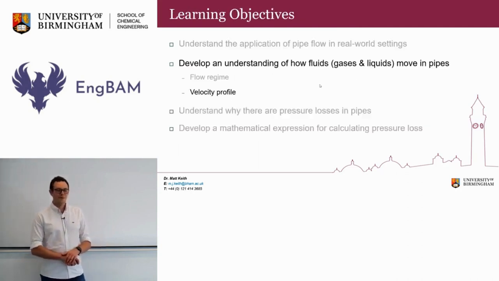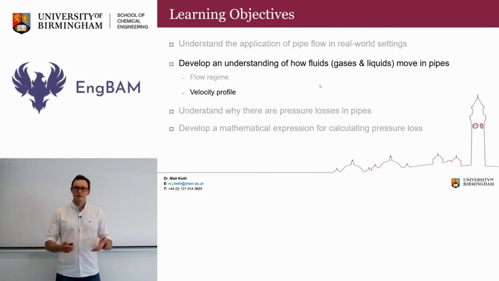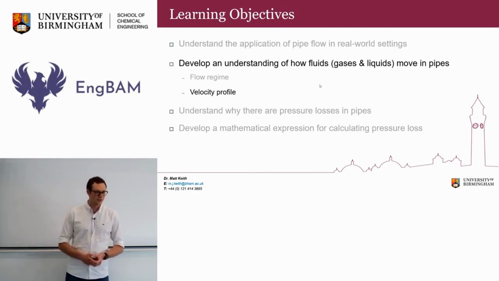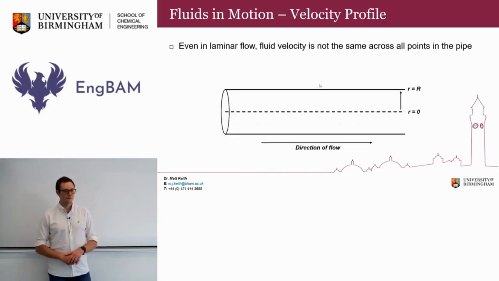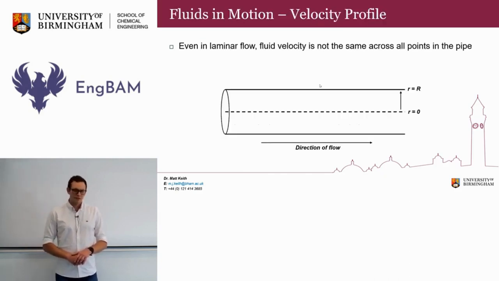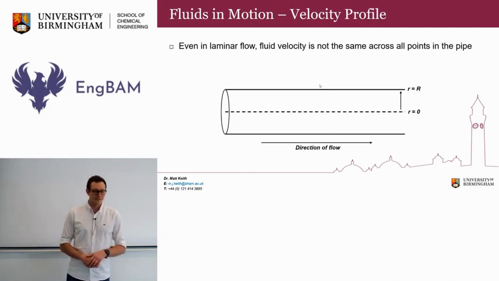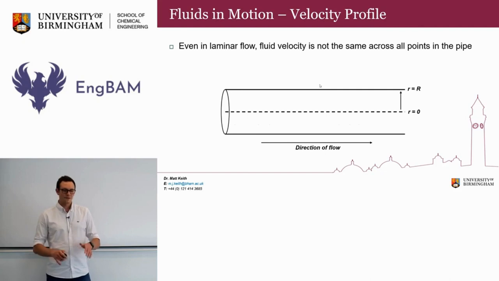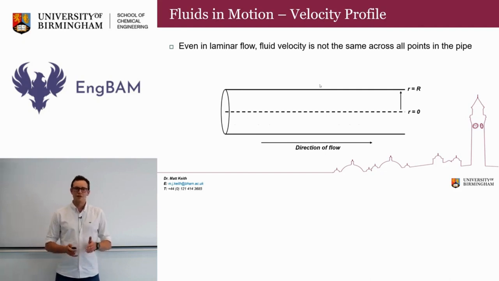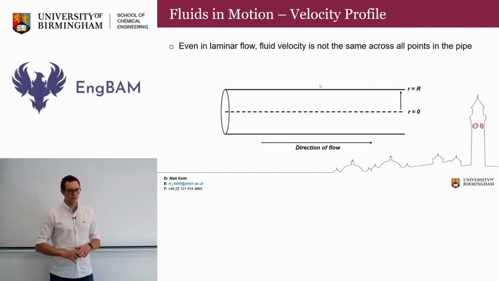So, moving on from that example, we can now look at another of our learning objectives, which is developing an understanding of the velocity profile of our fluid. So what's that velocity profile look like? What do we mean by a velocity profile? Well, unfortunately, even in laminar flow, the fluid velocity is not the same across the whole diameter of the pipe.